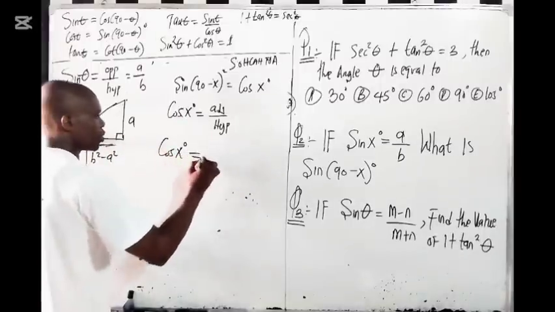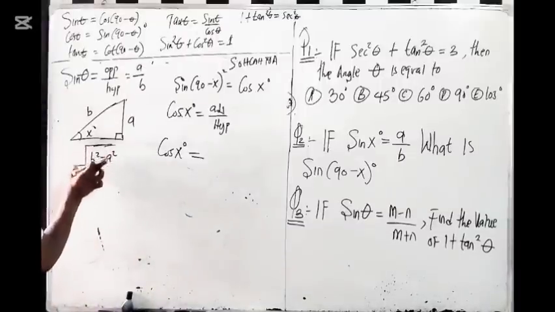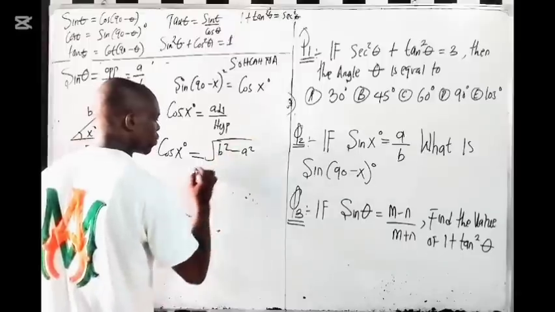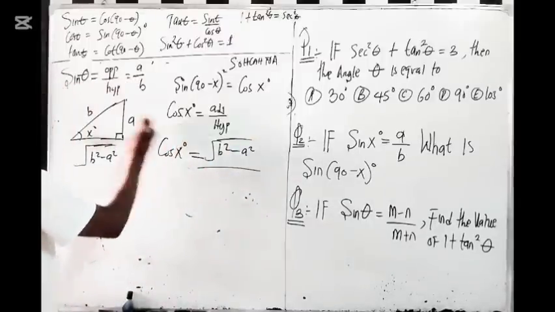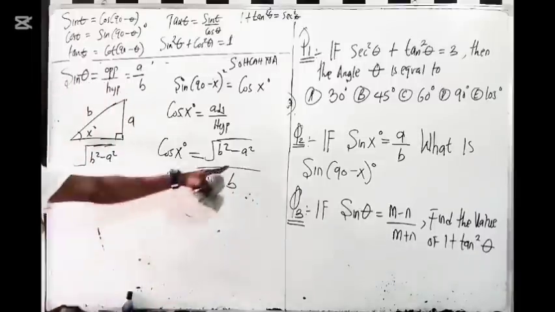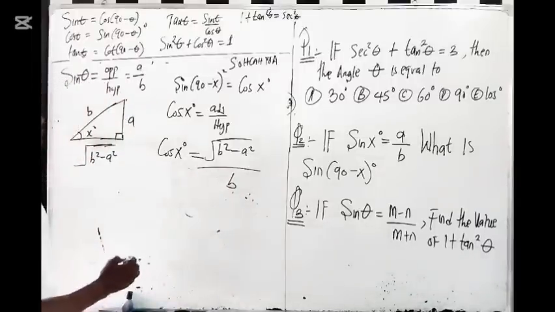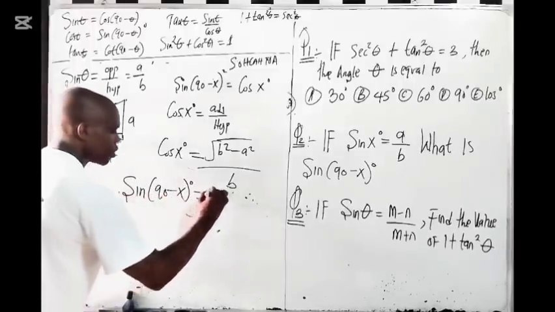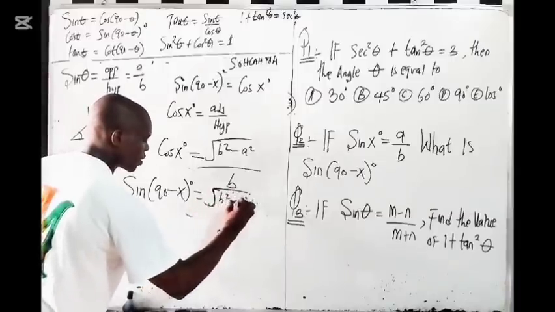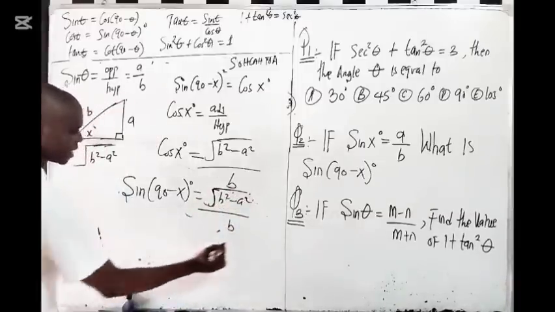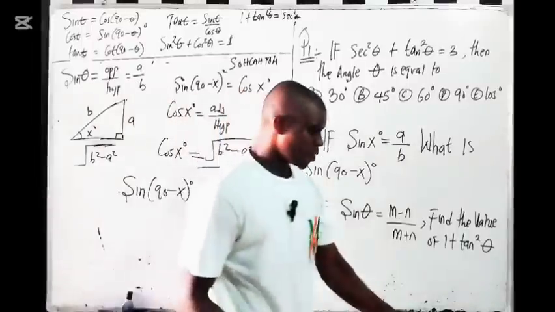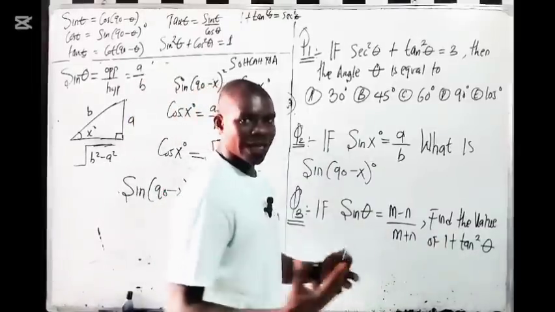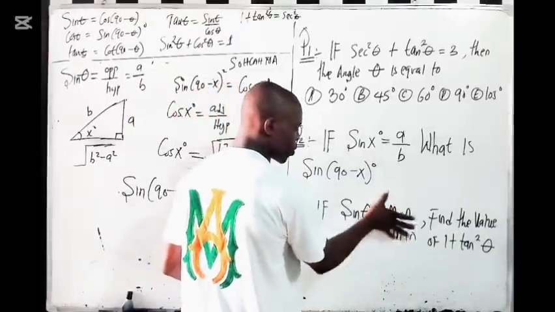Now let's come here and replace the values. Cos S degree equals my adjacent, which is the square root of B square minus A square, over the hypotenuse, which is B. So sine of 90 minus S degree equals the square root of B square minus A square over B. This is the answer. Hope you understand. The next one will take a little more time, but we have the solution, so we have to evaluate it very well.